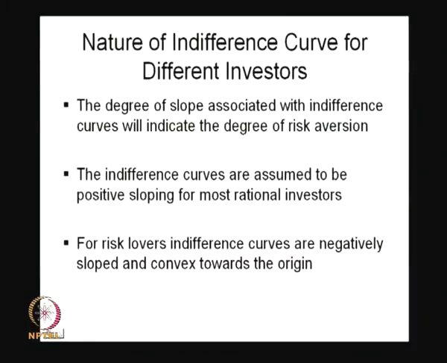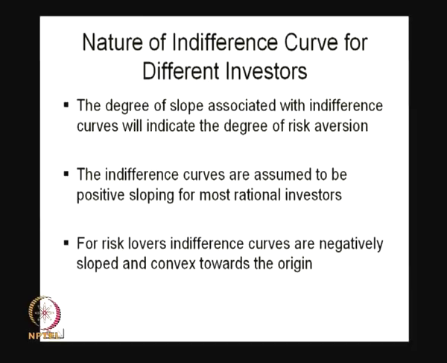Why is it positively sloped? Because it is assumed that if you want to get more return from the market, then you have to take more risk. So therefore, in most cases the investors' indifference curves, or preference curves, are positively sloped. For risk lovers, the indifference curves are negatively sloped and convex to the origin.